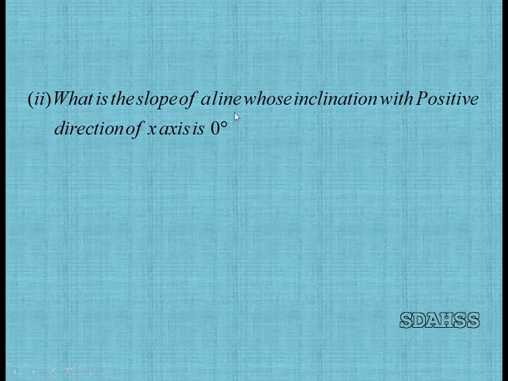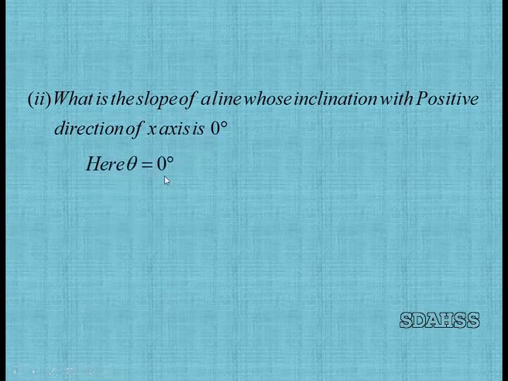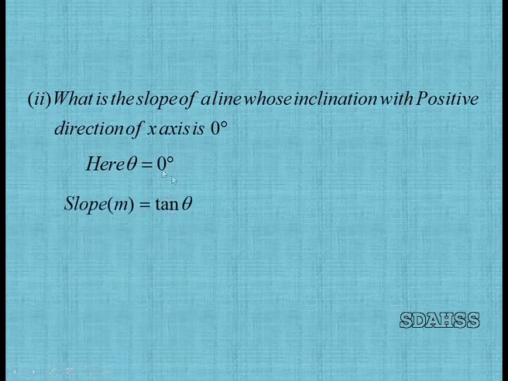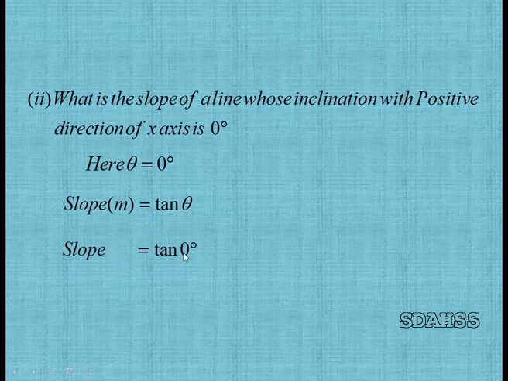Subdivision 2. What is the slope of a line whose inclination with positive direction of x-axis is 0 degree? We want to find the slope whose angle of inclination is given. Angle of inclination means theta. Here theta is equal to 0 degree. We know that m is equal to tan theta. Substitute theta is equal to 0, then tan 0. What is the value of tan 0? Tan 0 is 0.